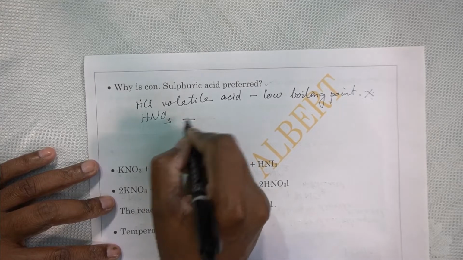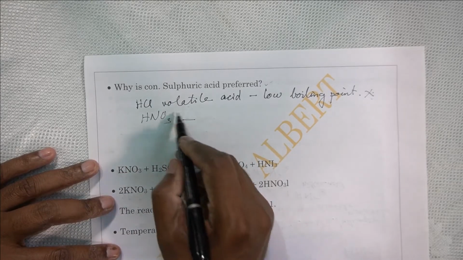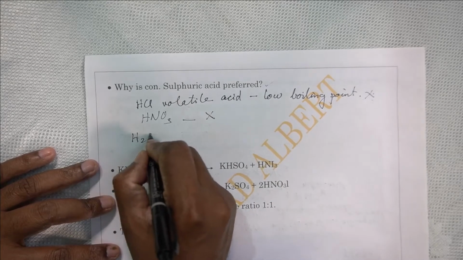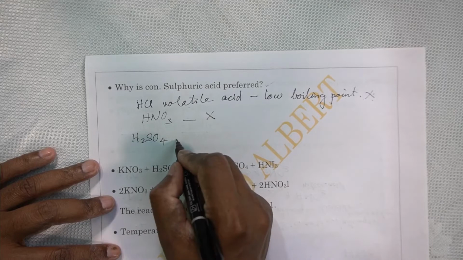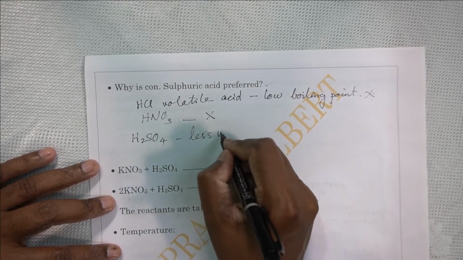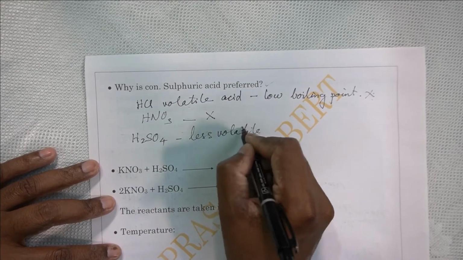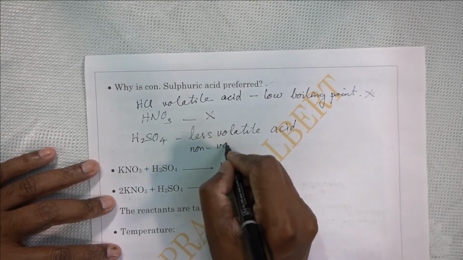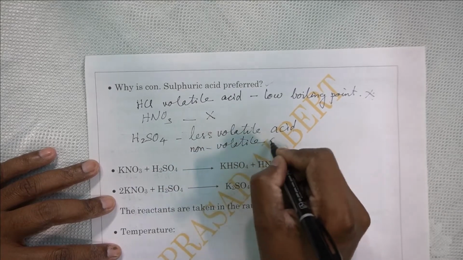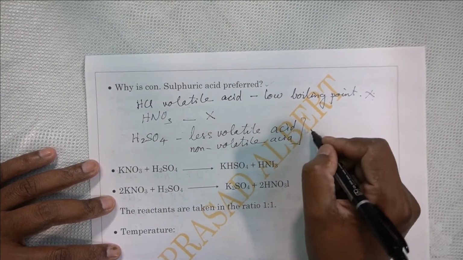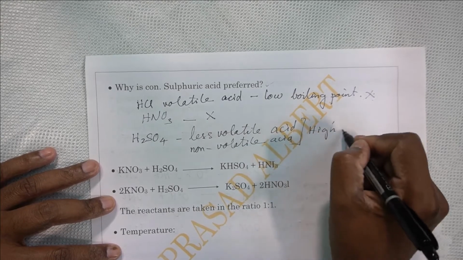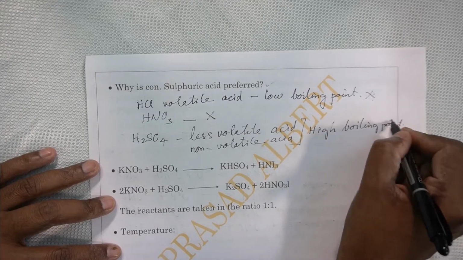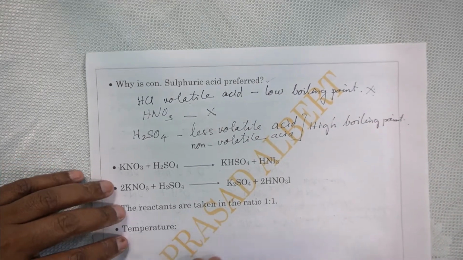Now there is no point of using nitric acid for the preparation of nitric acid, so this is also out of the question. So the only acid we have is sulfuric acid, H2SO4, which has a higher boiling point. It is a less volatile acid, or we can say a non-volatile acid, which means a high boiling point. Its boiling point is above 300 degrees Celsius, so it is quite high.